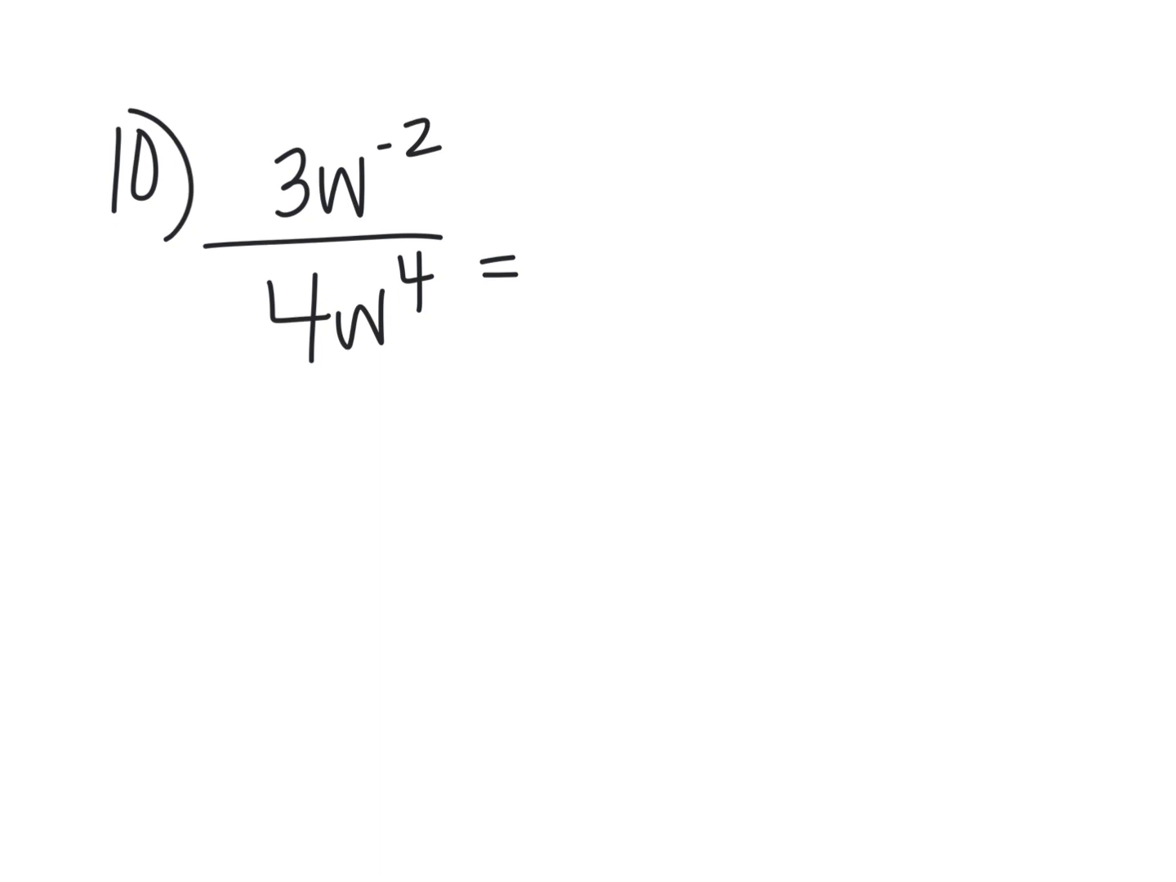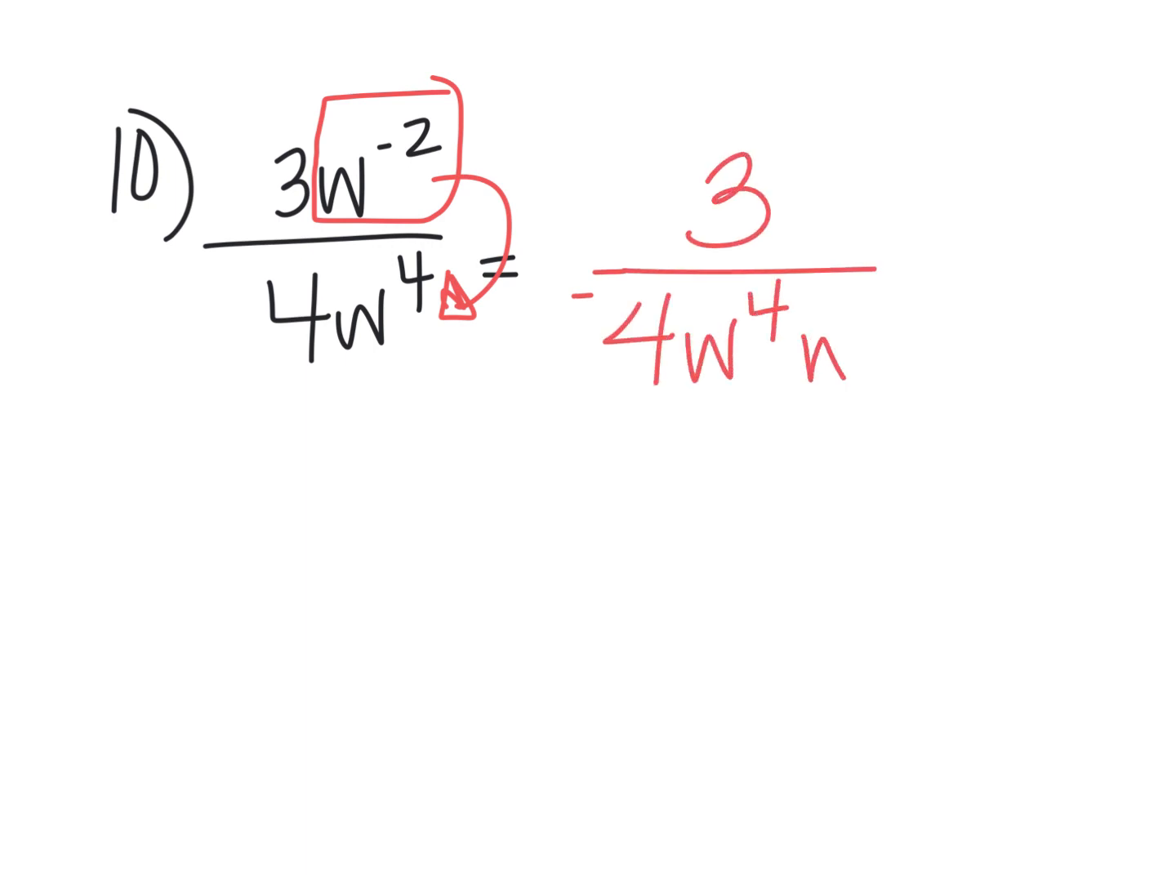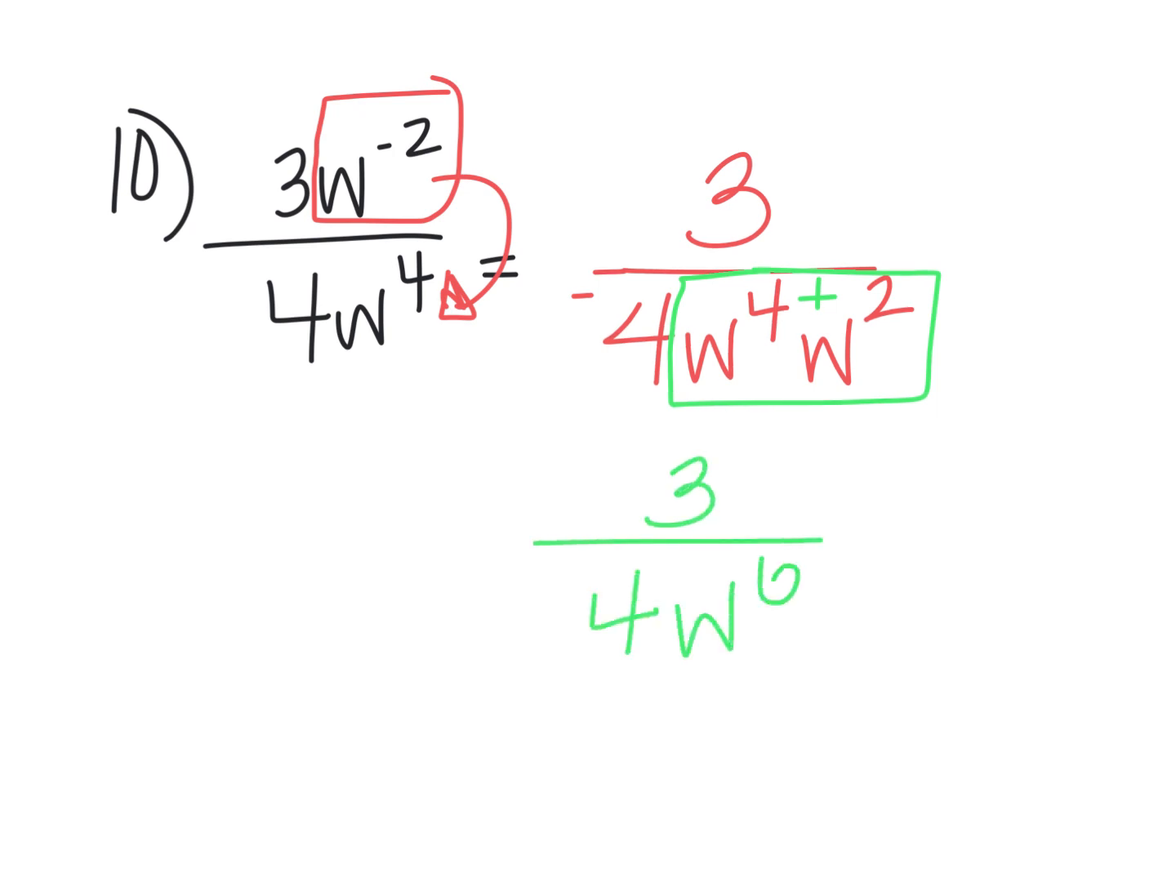Do 7, 8, and 9 on your own, and then here's number 10. So reminder that when we have an exponent or a number or a letter with a negative exponent, it flips to the bottom. So we now are going to have 3, and then on the bottom we have 4w to the 4th, and now 4w to the squared. When we're multiplying together, we would just add those exponents together. So we would end up with 3 over 4w to the 6th power.